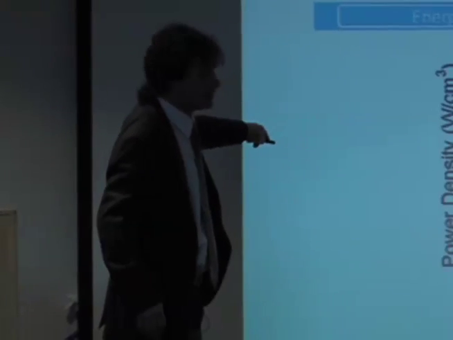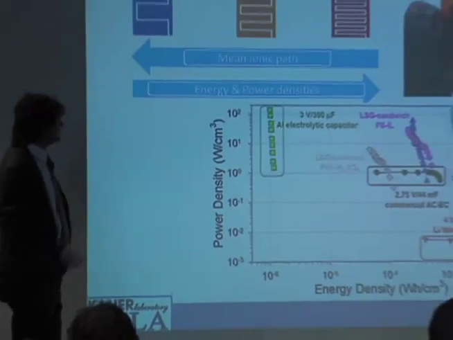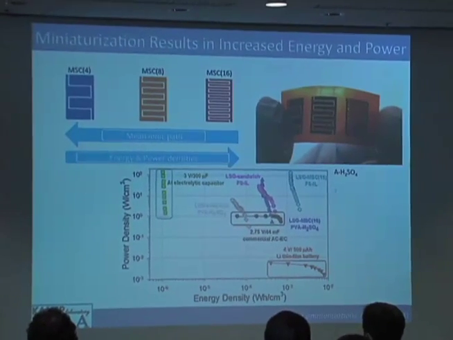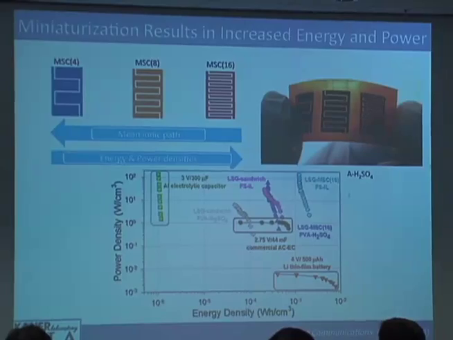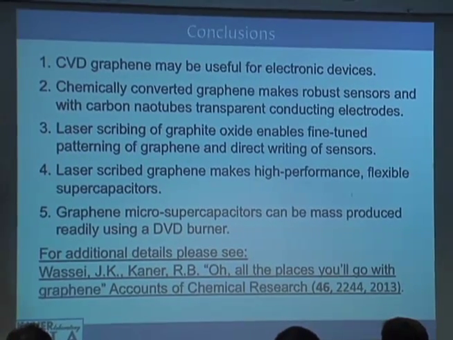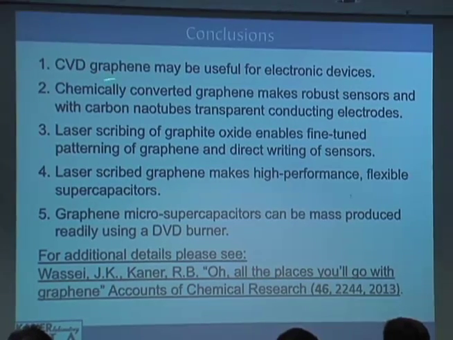I don't know. Anyway, if you look at power density versus energy density, we are now competitive with thin-film lithium-ion batteries. So you can make these little tiny storage devices that have high power, but the energy is comparable to lithium-ion batteries. Okay, with that, let me say that hopefully I've convinced you it's possible to make graphene.